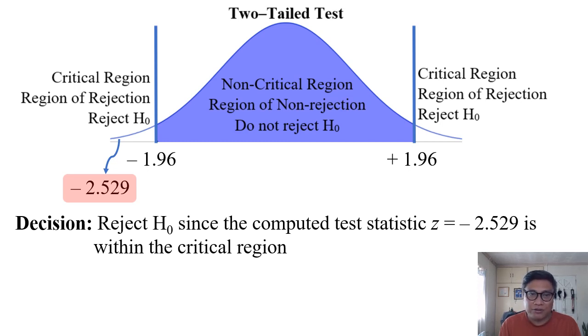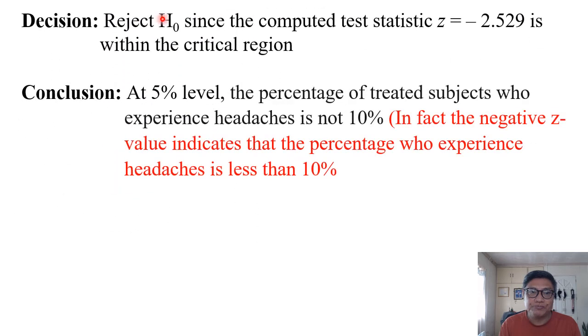So therefore, because we rejected it, our conclusion at 5% level is that the percentage of treated subjects who experience headaches is not 10%. So the claim is correct, class. And in fact, it is less than 10% because the negative z-value indicates that the percentage who experience headaches is actually less than 10%. 7.42% is less than 10%, class. So that's the reason why we have to reject that it is equal to 10%. In reality, it is indeed less than 10%.